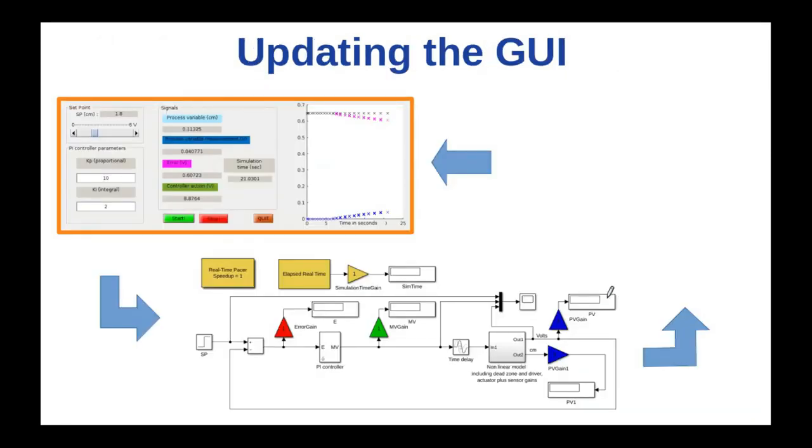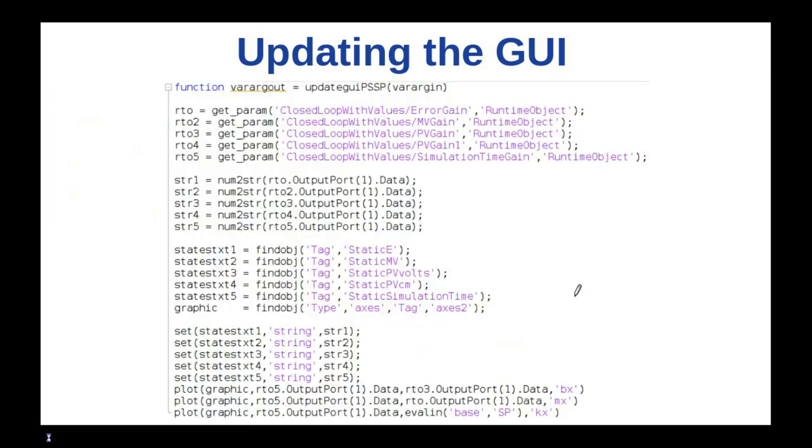So finally, how can we update this graphical user interface? By means of this file. Here you can see that update graphical user interface PSSP is the .m file that will be in charge to connect the simulation values in real time to the graphical user interface.